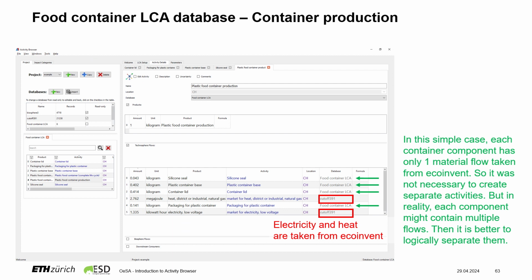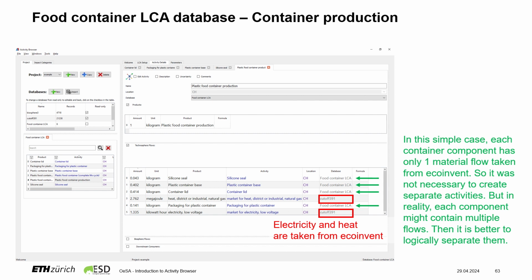Now, for the production of the plastic food container, I collect all of those components that we created, right? So it's the silicon seal, the plastic container base, the container lid and packaging with the right amounts. At the same time, we also use some kind of heat to produce it, which is in megajoules, and we use some kind of electricity, which I chose to be low voltage, for instance, here. And the locations here for me are everywhere Switzerland so far. And here is also everything Switzerland. For the electricity, you had to convert the number by dividing by 3.6. So megajoule to kilowatt hours.